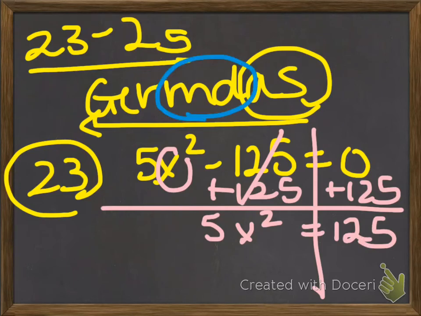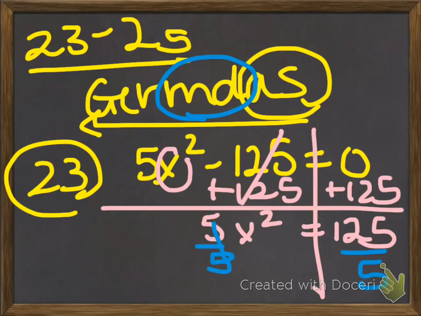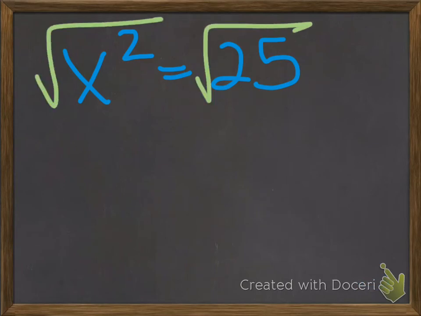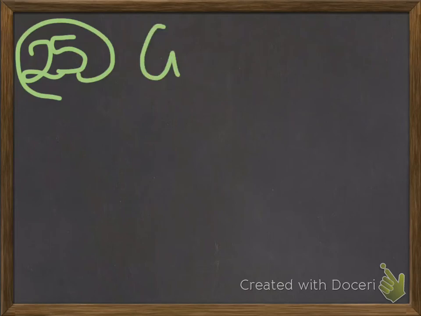Now I'm looking for that multiplication division step. I have a multiplication of 5, so I'm going to divide by 5. I'm left with x squared is equal to 25. Looking at GERMDAS backwards, I then look for my exponent radical step. I have an exponent, I take a radical. Don't forget your plus or minus. Number 24 is very similar to number 23. Number 25, just remember you do have a grouping symbol there now.